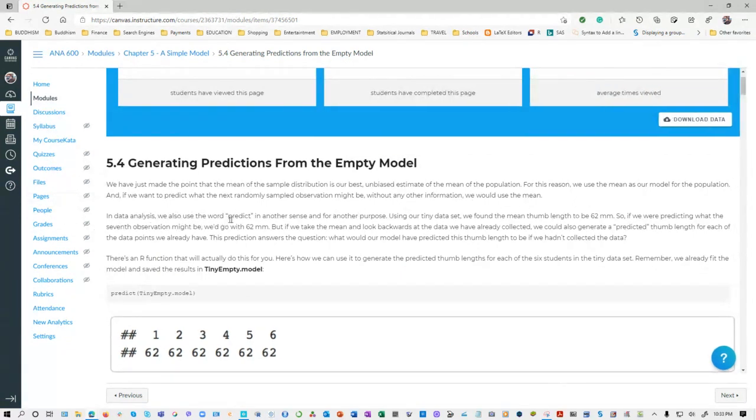In data analysis, we also use the word predict in another sense, for another purpose. Using our tiny data set, we found the mean thumb length is 62. So if we were predicting what the 7th observation might be, we would go with the 62 mean. But if you take the mean and look backwards at the data we have already collected, we could also generate a predicted thumb length for each and every data point.